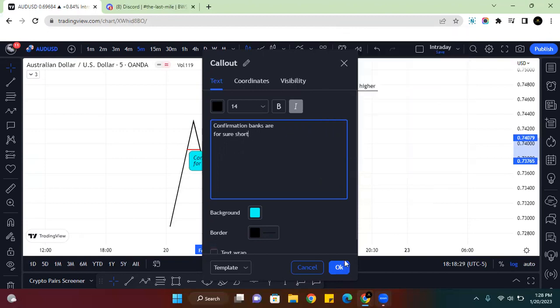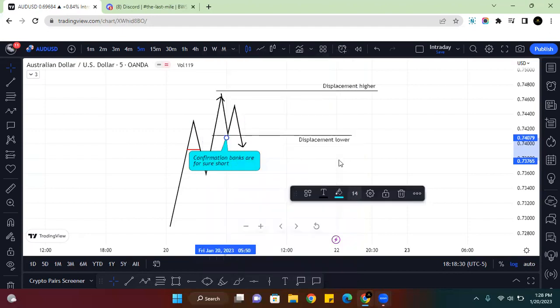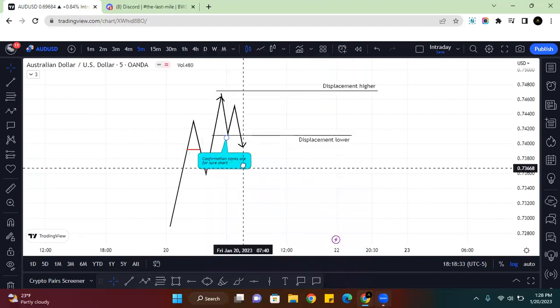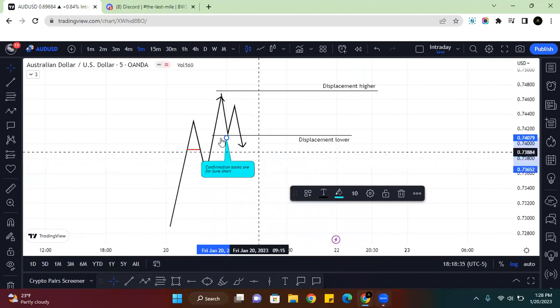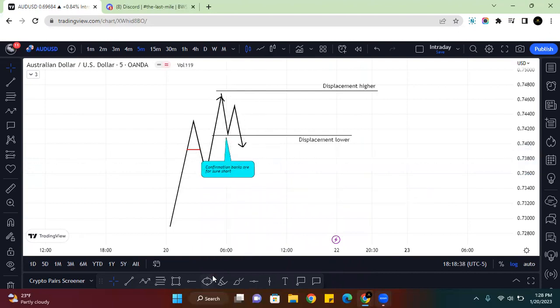So confirmation that the banks are for sure short. I usually keep these pretty small at about 10, just so they don't take up too much room. So that's a confirmation right there that banks are for sure going short, right? So at that point, you're like, okay, bet. What do I do after that, right? I got all my confirmations.